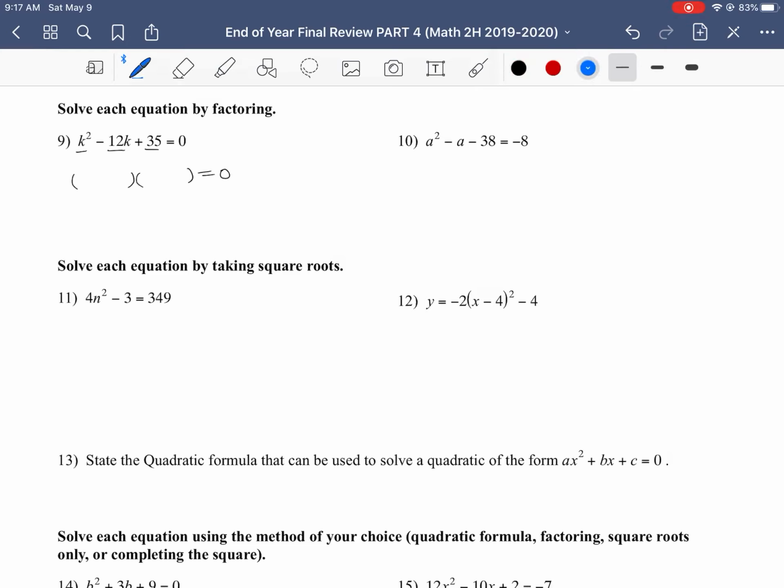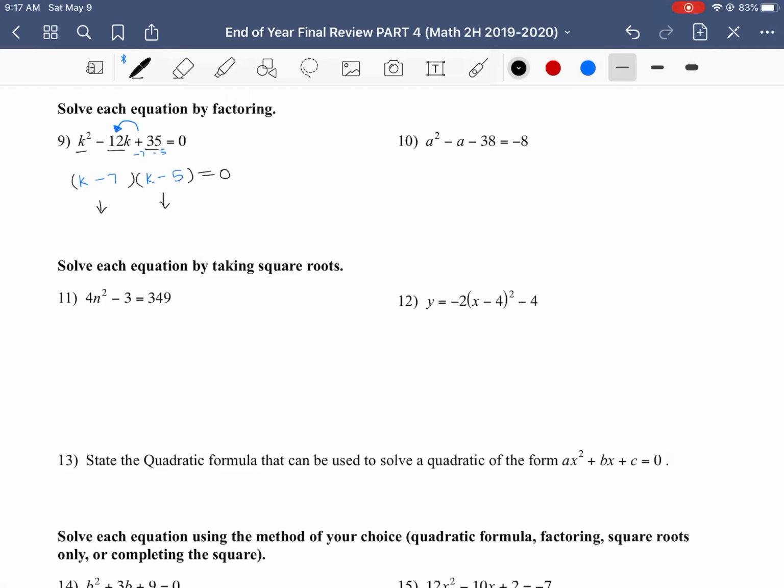So when we break this down, we know that this will be k and k. We're looking for factors of 35 that combine or add to give us a negative 12. And in this case, that would be 7 and 5. And we know they need the same sign, so negative 7, negative 5. So just like our last review, except this time you are going to solve.